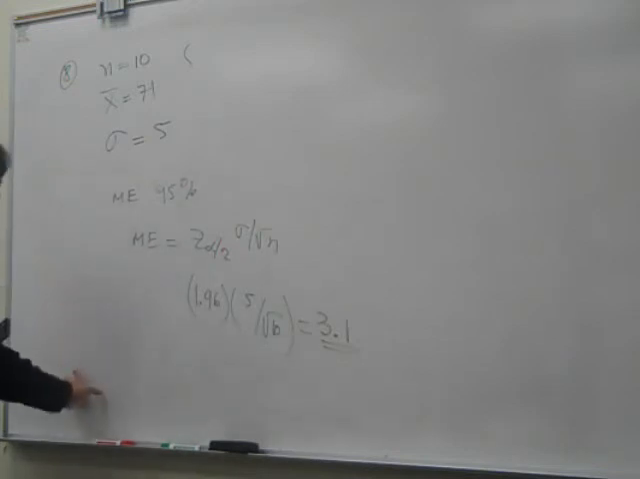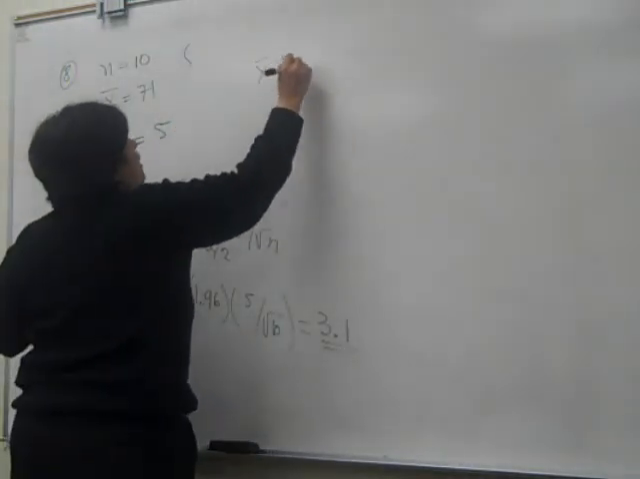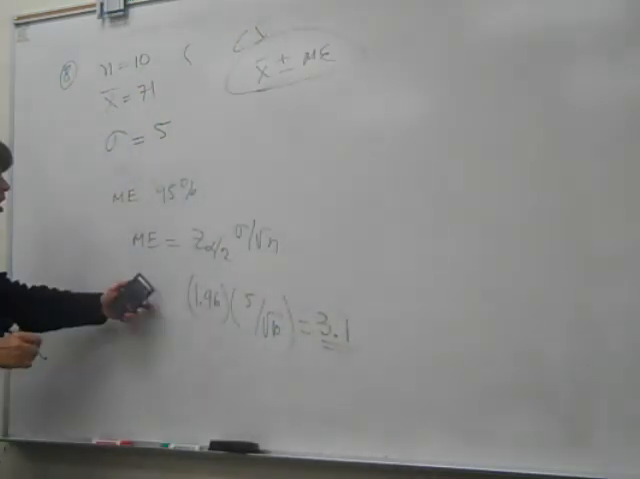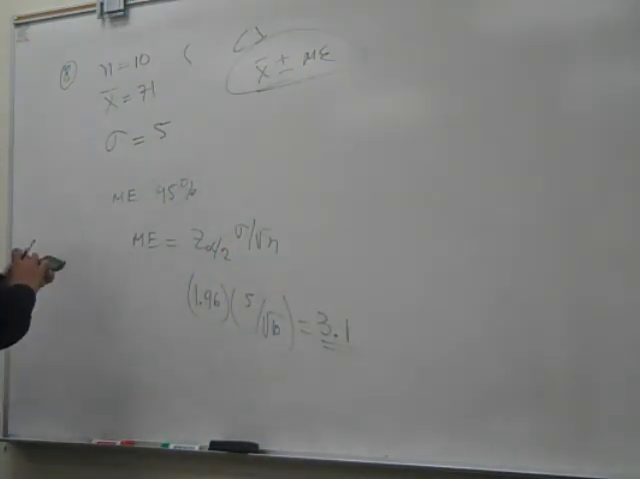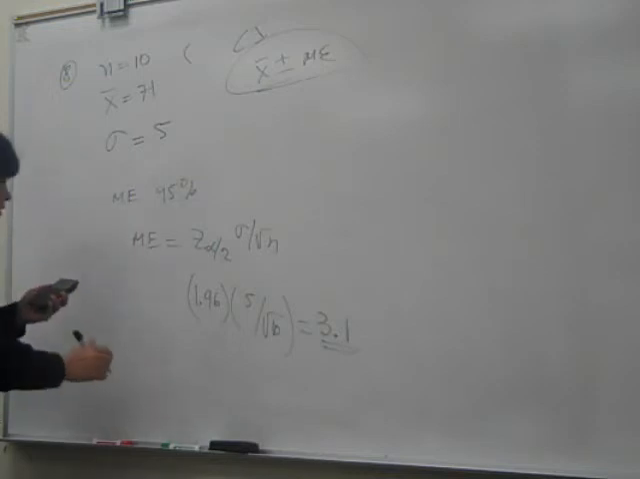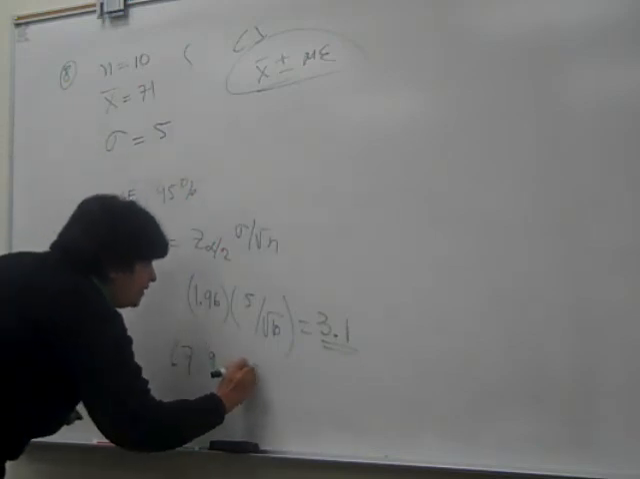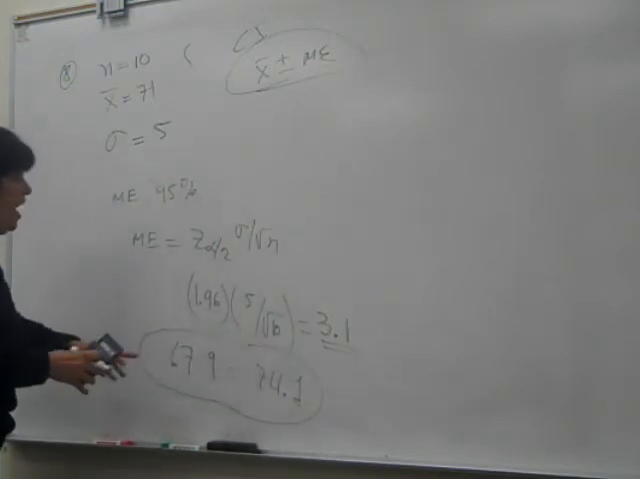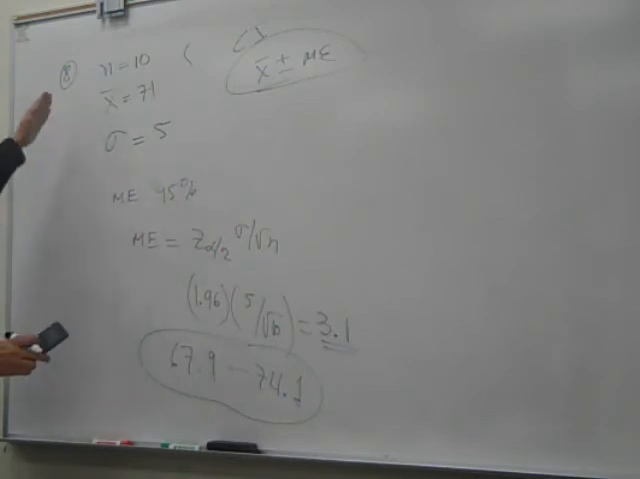What does that mean for the confidence interval? The confidence interval is x bar plus or minus the margin of error. That is my confidence interval. So the confidence interval for this particular case is 71 minus 3.1, 67.9, until 74.1. This is the 95% confidence interval for the population mean.